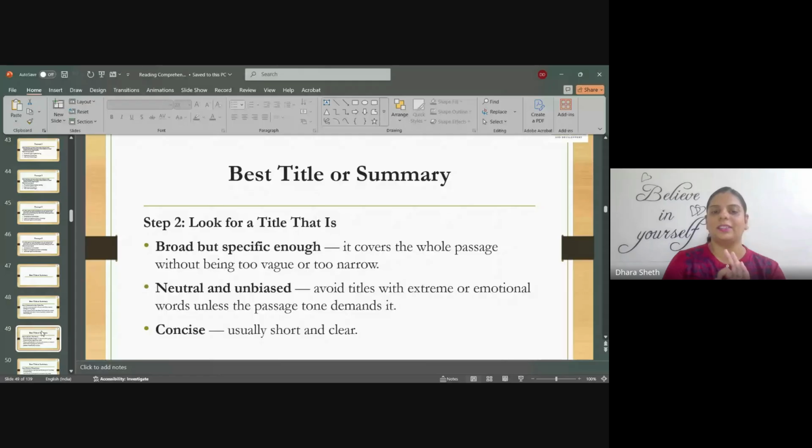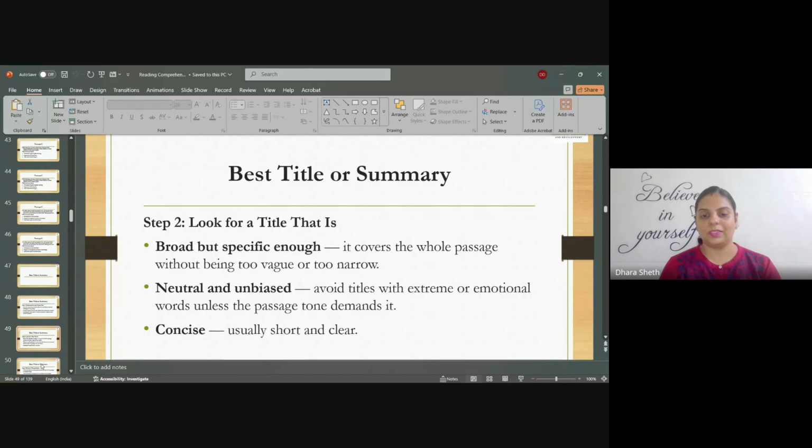Next, look for a title that is broad but specific enough. It covers the whole passage, not just one part of it, without being too vague or too narrow. It should be neutral and unbiased. Usually, extreme or emotional words are not there in the title unless the passage tone demands it. Concise, it is short and clear in most of the cases. So mostly if you have to choose a title, the points that you will keep in mind is broad but specific enough. In comparison, in the options, neutral and unbiased, unless the tone of the passage is really very critical or really very inflammatory or aggressive, and not very, very long in size.